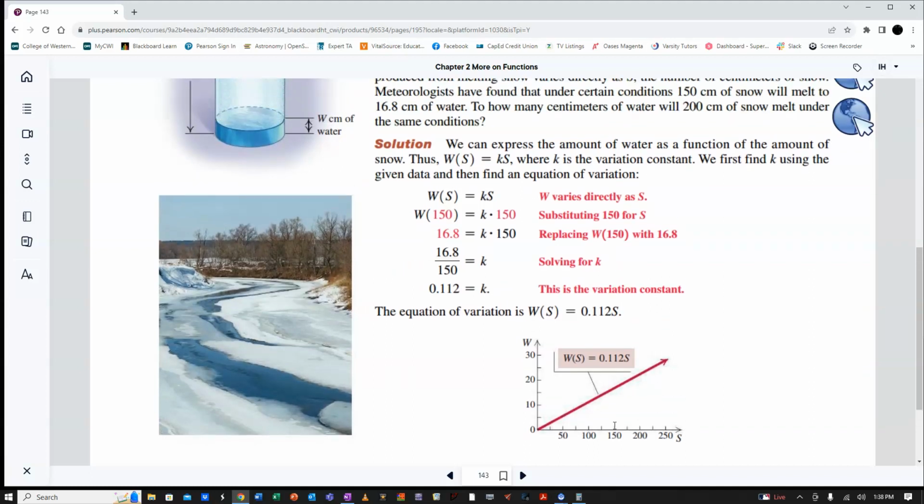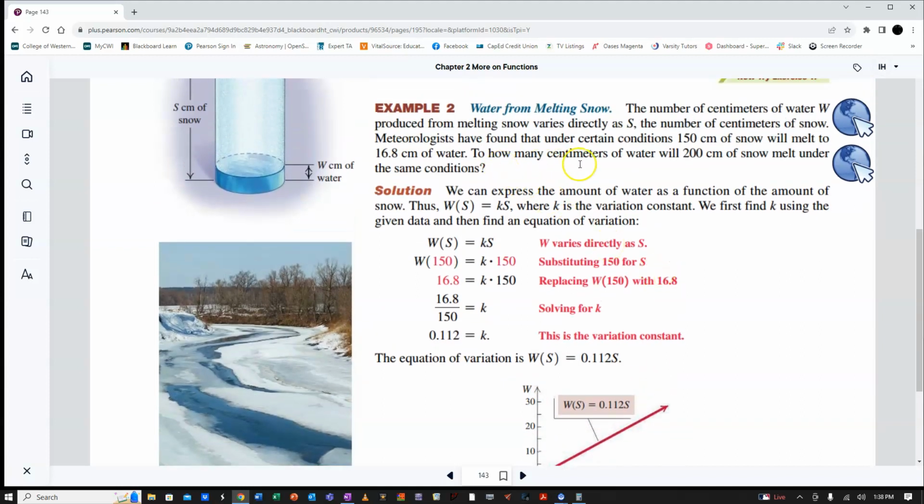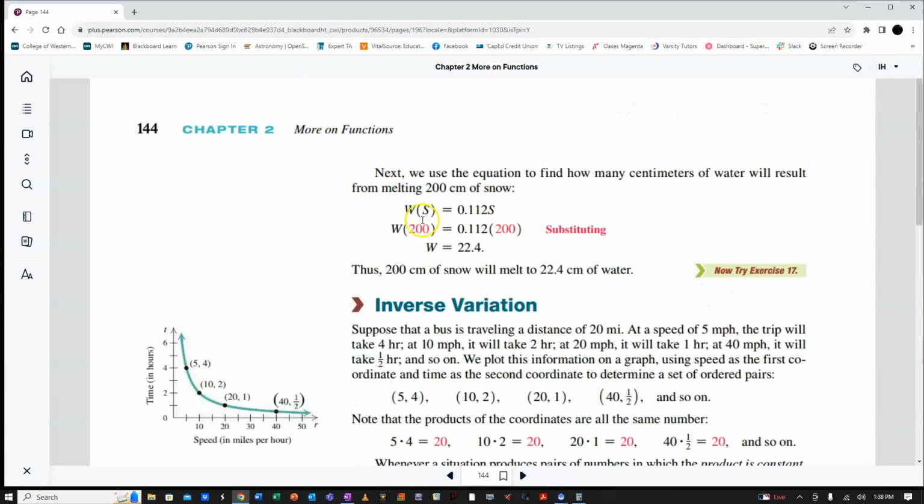The second half of the problem then is what is the value of W when S equals 200. So we want to know how many centimeters of water will 200 centimeters of snow melt under the same conditions. So we substitute S equals 200 into our function and multiply that by 0.112, and we would find that you would get 22.4 centimeters of water under those circumstances.